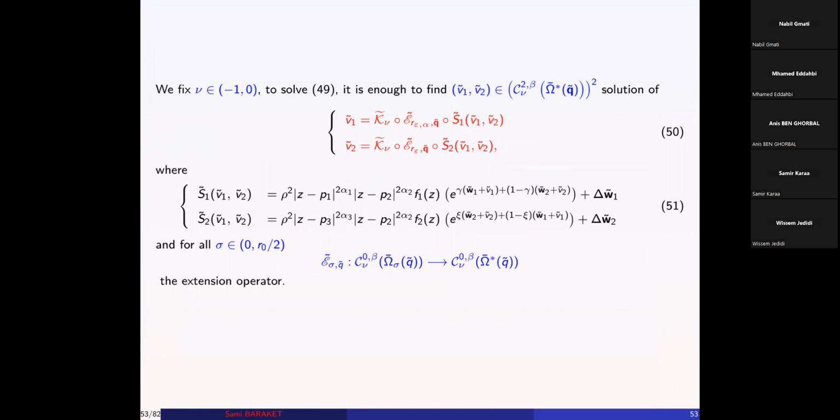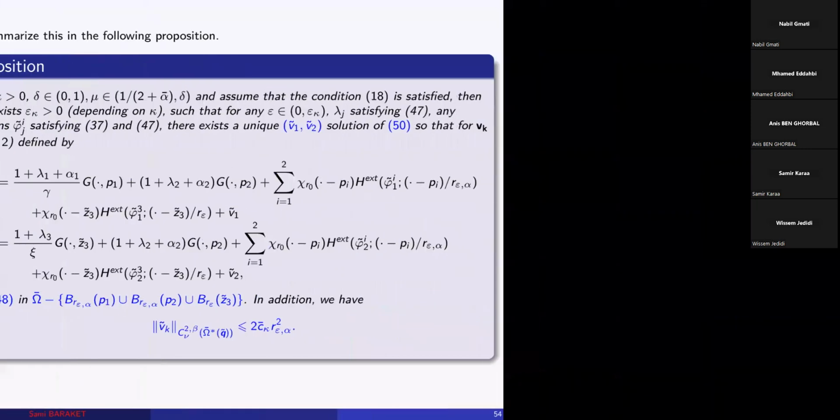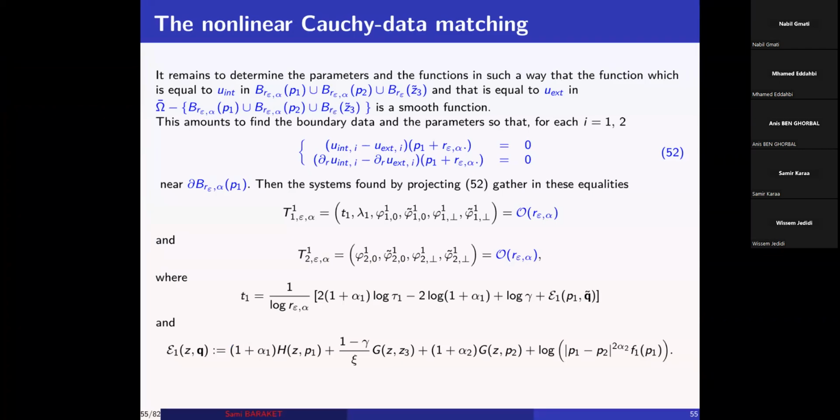So here we will do the same thing. So the functions I denote by V1 tilde and V2 tilde, and V1 and V2 are of order R epsilon alpha square, which I mean that it's small and tends to 0 when epsilon tends to 0. I speak about the norm. Now we will glue the solution obtained in the small ball and outside the small ball.